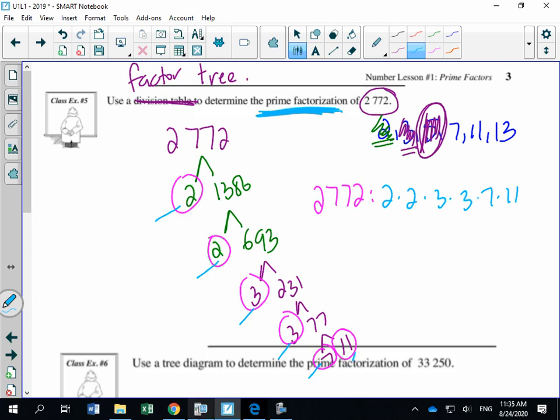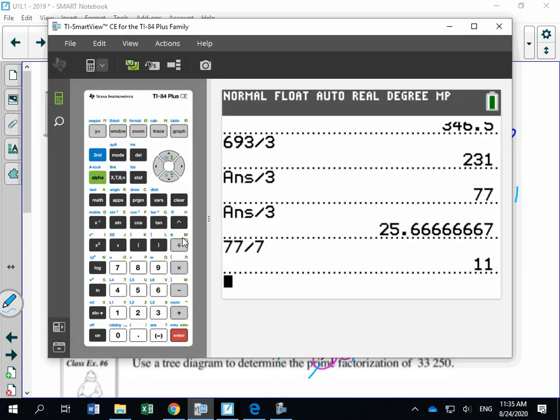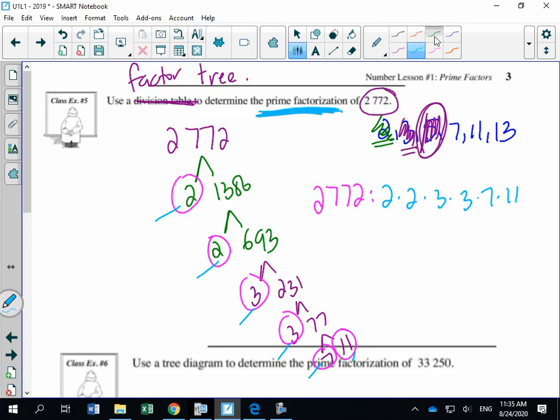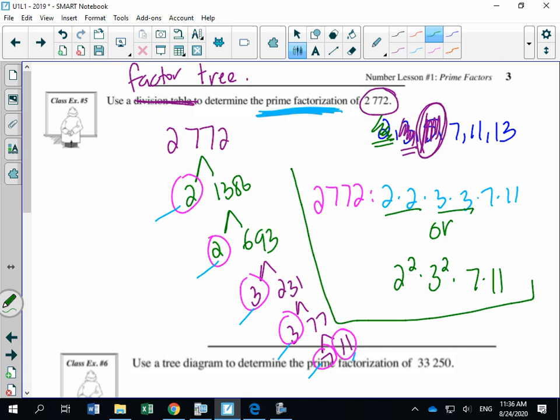And you could check on your calculator. So let's clear this. I want to know that I'm right. 2 times 2 times 3 times 3 times 7 times 11. We are correct. Okay? And now let's write it again. We gave our answer in expanded form, so let's do our exponential form. So 2 to the power of 2 times 3 to the power of 2 times 7 times 11, and this is my answer.